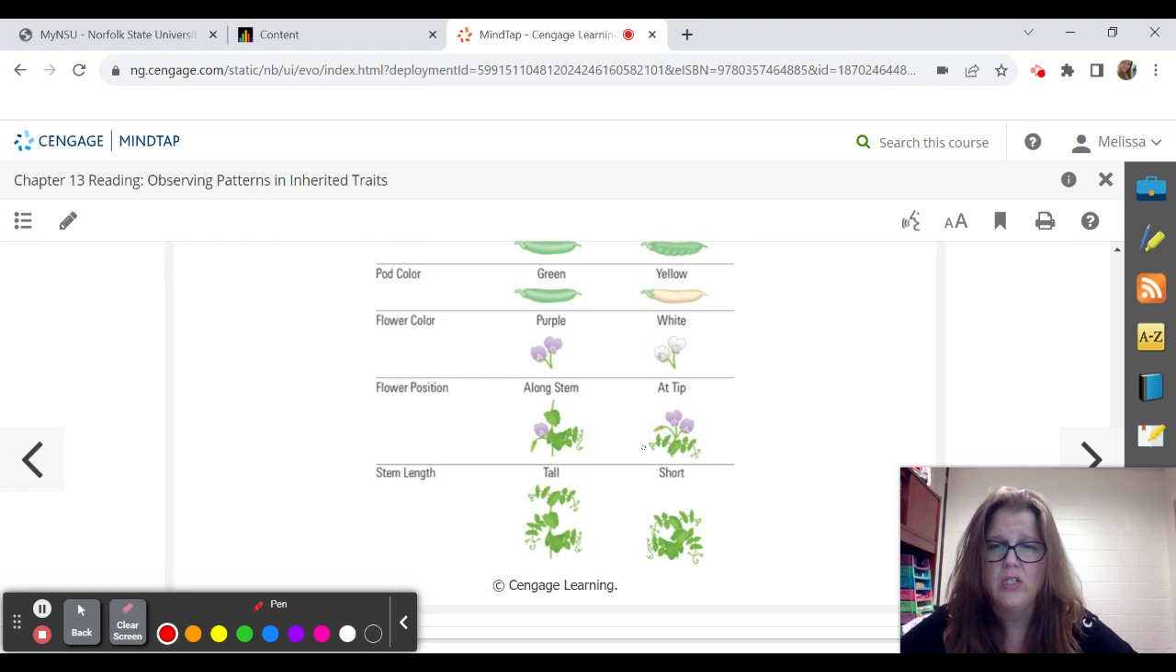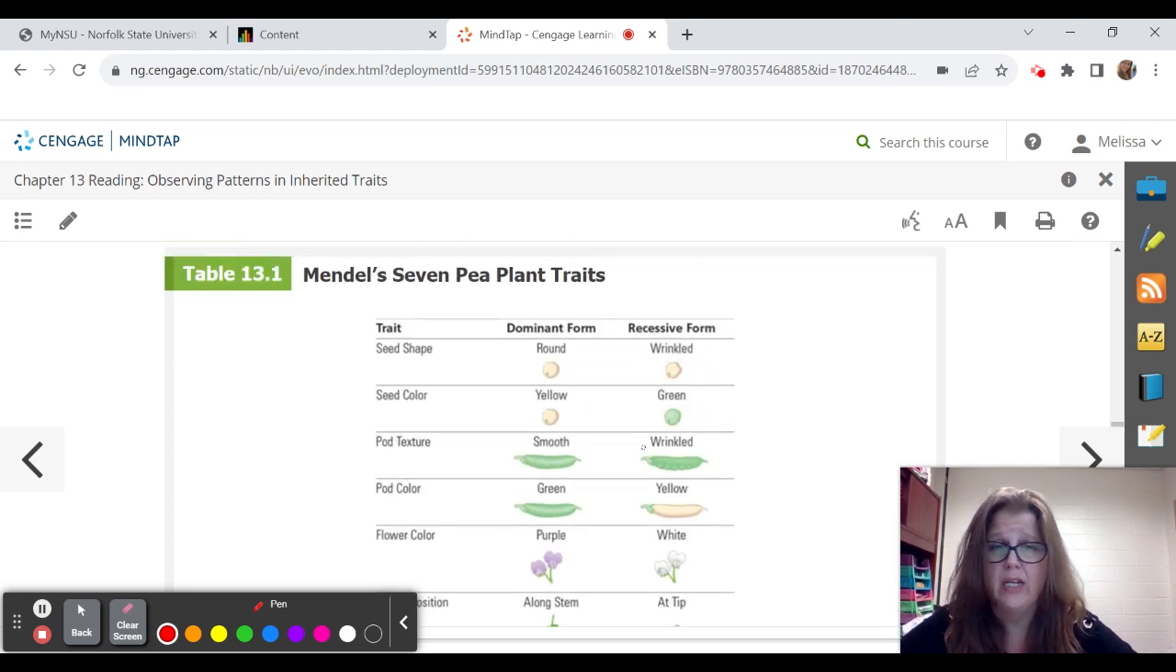So in order to determine this, he had to do a bunch of test crosses. He had to take round and wrinkled and breed them together and see which ones came out when. And this wouldn't be done with one generation. This would be done over multiple generations. Same thing with yellow versus green.